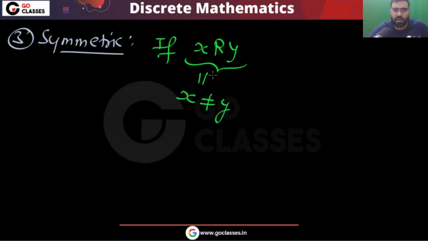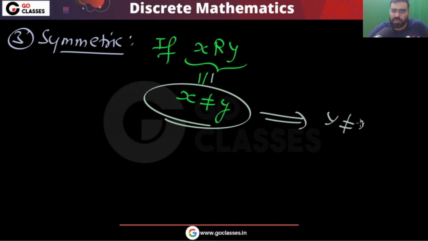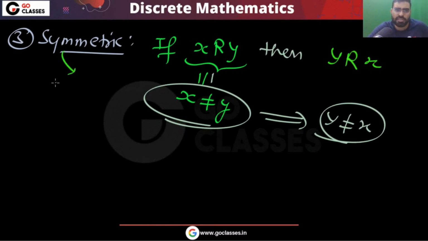What about the third property, symmetry? You can see this is symmetric because if x is related to y, it means that x is not equal to y, right? If x is not equal to y, then definitely y is also not equal to x. So if x is related to y, then y is also related to x. So yes, this is symmetric.